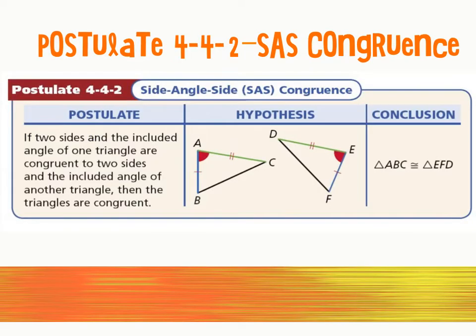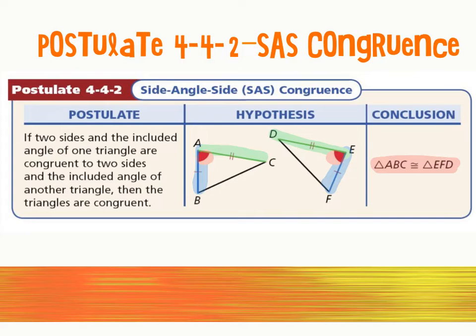So now we're going to look at the side, angle, side postulate. So if 2 sides and the included angle of one triangle are congruent to 2 sides and the included angle of another triangle, then the triangles are congruent. So here we have 1 side that's congruent to 1 side, and another side that's congruent to another side, and the angle that's in between of both of those, so the angle in between the first triangle and the angle in between the second triangle, are also congruent. So therefore, we can conclude that these 2 triangles are congruent. So triangle ABC is congruent to triangle EFG.